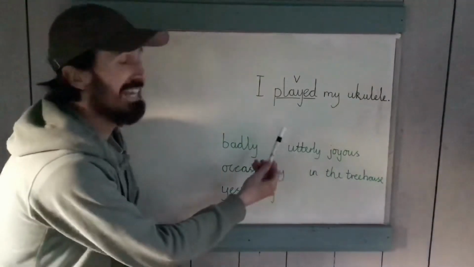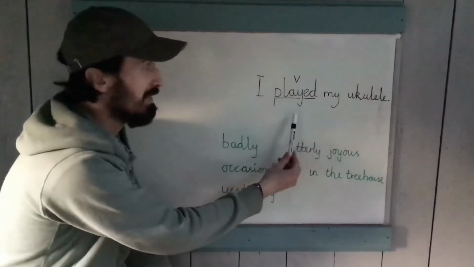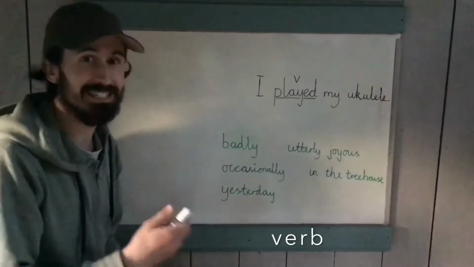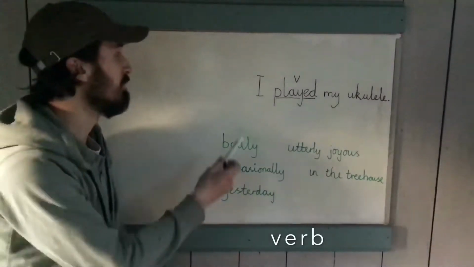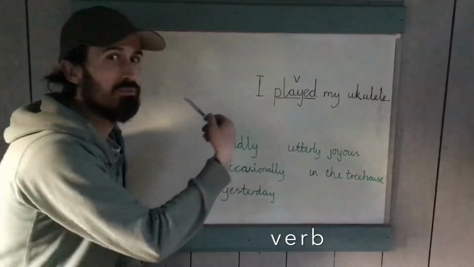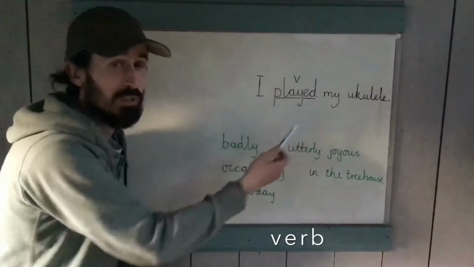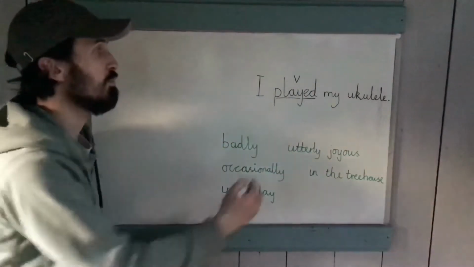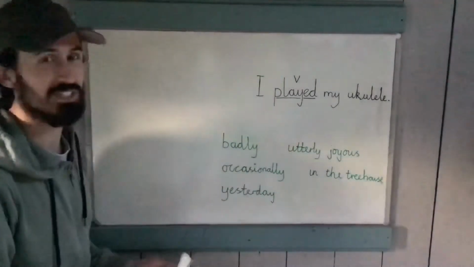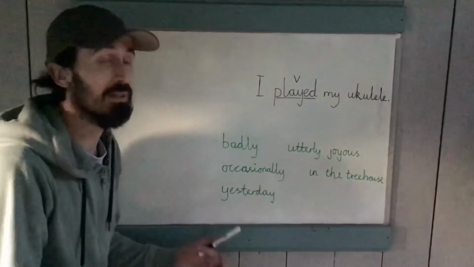But before we get into it, we have to notice here that played is the verb in the sentence. We have to understand and identify the verb in every sentence in order to understand fronted adverbials, because they always give further information to the verb. They always describe the verb. Okay, so understand that we're always going to be talking about this verb played here, and we're going to consider how I played the ukulele.